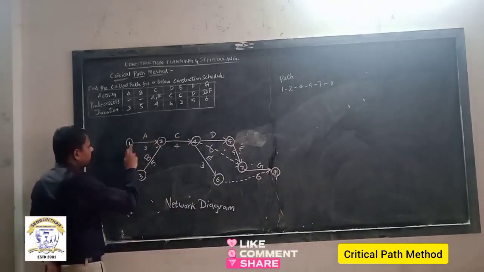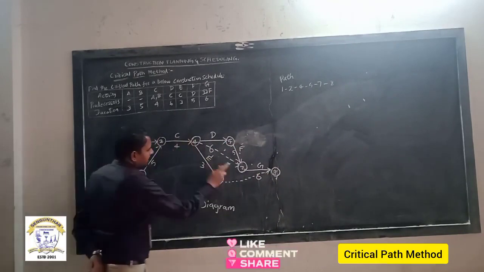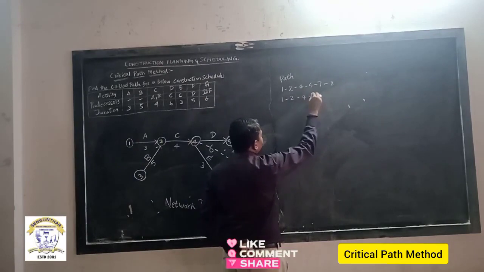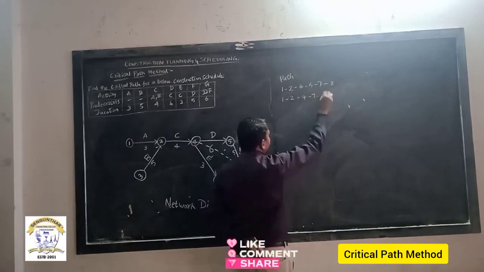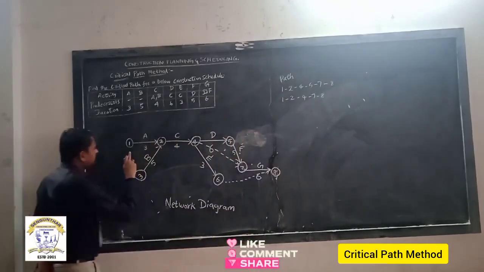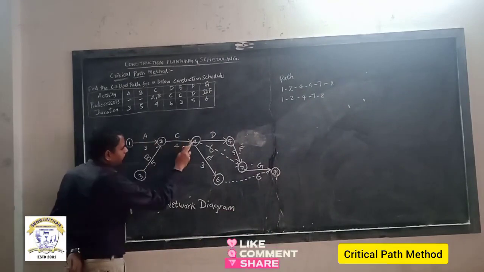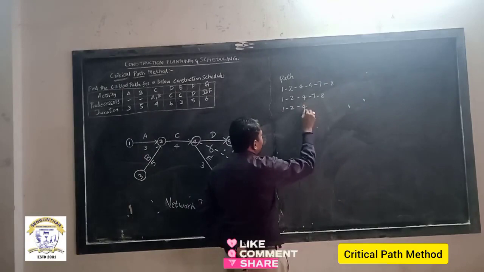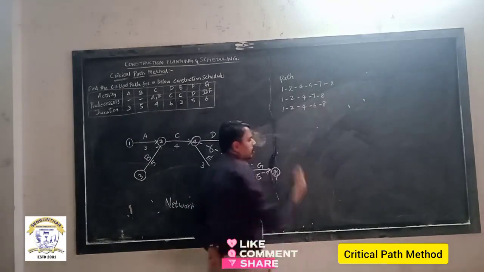Right. See here, 1, 2, 4, 7, 8. Is there any other possibility? Right. 1, 2, 4, 6, 8.